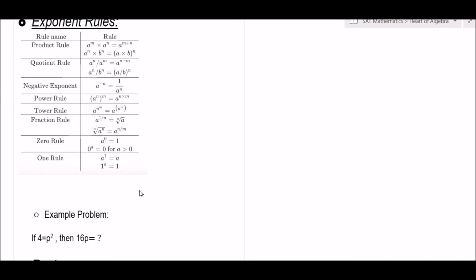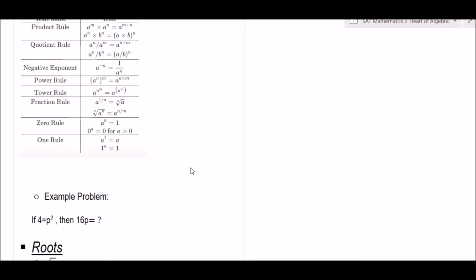Okay, so now we'll do an example problem. Let me get my pen before we continue. Alright, so if 4 to the power of 2 is equal to p squared, then what is 16p? So here we must recognize that 4 squared is the same as 16.